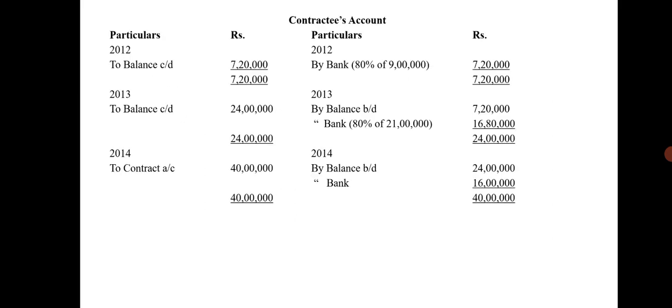Okay, I hope this point is clear. And last, you had to prepare the contract account. And the contract account, as usual, we just need to take the 80% of the work certified amounts, and you get the final value over there. For each year you finalize, and by the end of 2014 you find out the end value. So now what you have to do is that you have to work out illustration 17 of your practice problem.